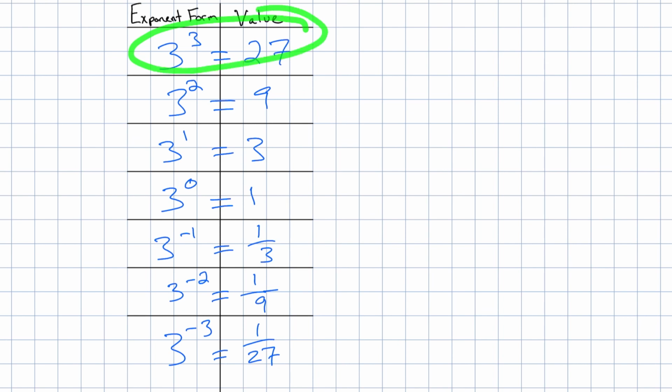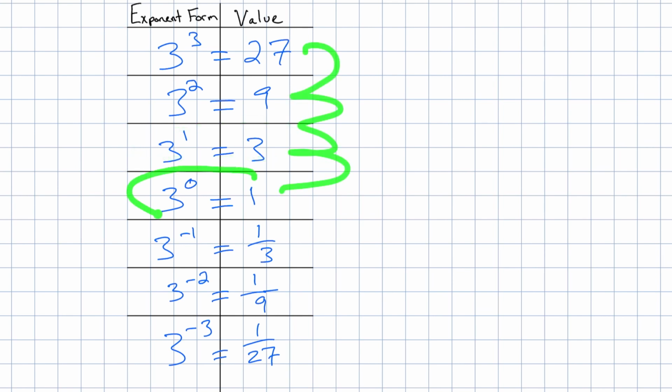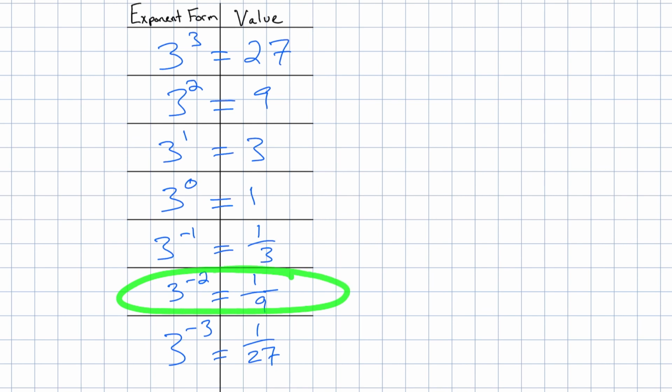The same thing happens with any number. Here's the same property in the patterns with 3 as the base. 3 to the third power is 27. 3 to the second power is 9. 3 to the first power is 3. We continue this pattern going down. 3 to the 0 power is 1. 3 to the negative 1 power is 1/3. 3 to the negative 2 power is 1/9. Divide 1/3 by 3 and you get 1/9. And 3 to the negative third power is 1 over 27.